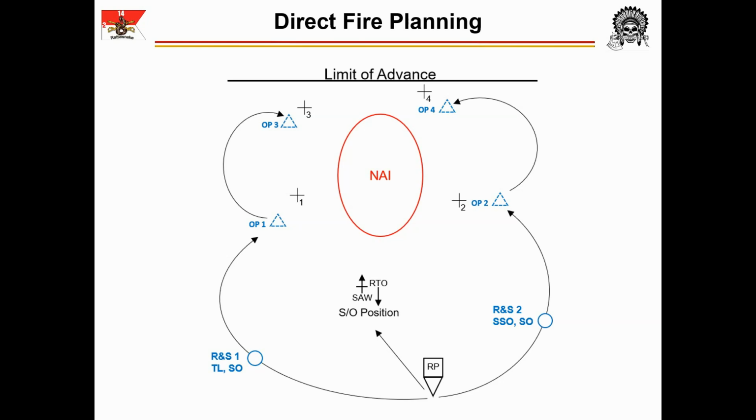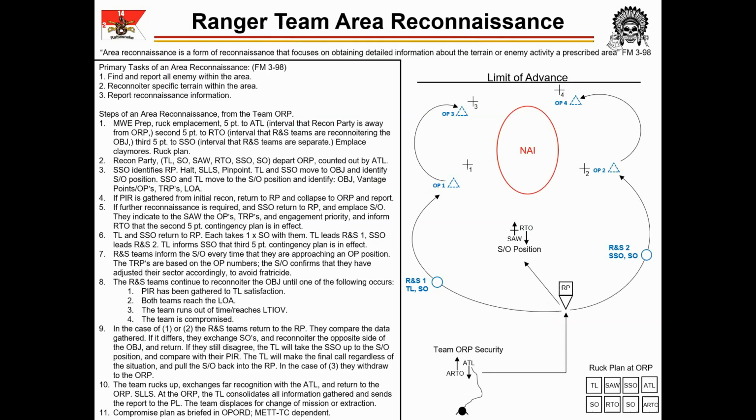The limit of advance is also identified. This is a line past which the reconnaissance teams will no longer cloverleaf. If they reach the LOA, they will return to the RP, having exhausted the advantages of their side of the NAI. The team leader and SSO gather as much PIR from this initial position as possible. If they are able to gather all PIR necessary, the mission is a success. The recon party links up at the RP, the team links up at the ORP, and the entire team reports the PIR and withdraws. More likely than not, this will not occur.